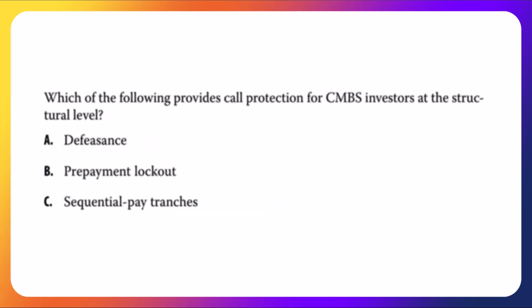There you go. Which of the following provides call protection for CMBS investors at the structural level? The key here is structural level. In other words, the structure of the CMBS. And that would be in the tranches. That is part of the structure of what the CMBS offers. Prepayment lockout is a form of call protection, but is at the loan level. And defeasance is also a form of call protection, but that is in the event of a prepayment. It is not part of the structure of the CMBS. So we are looking for C.